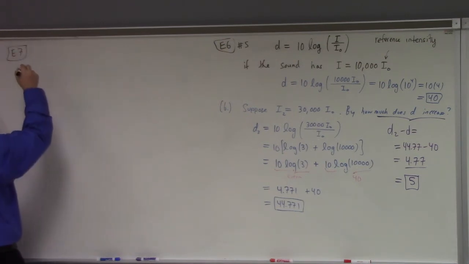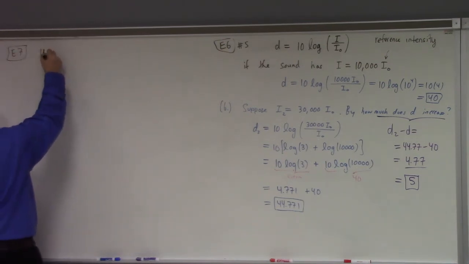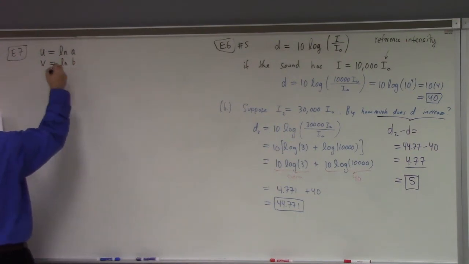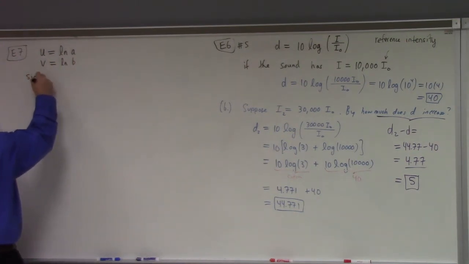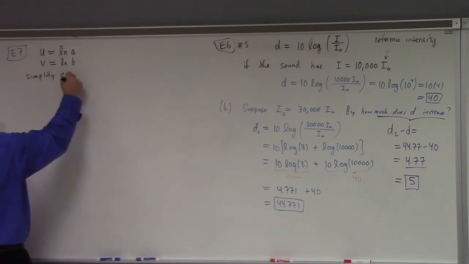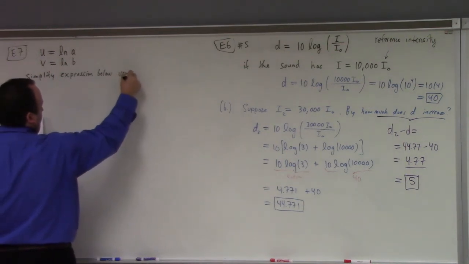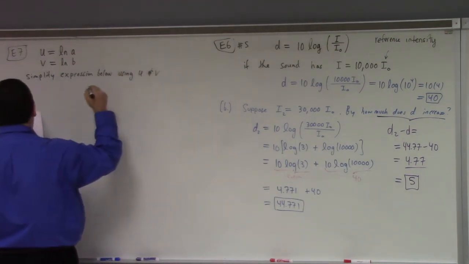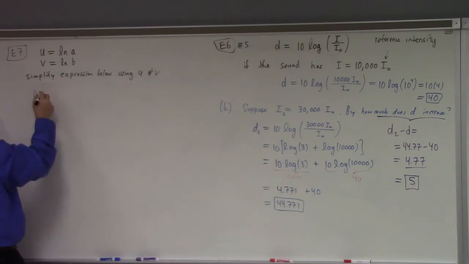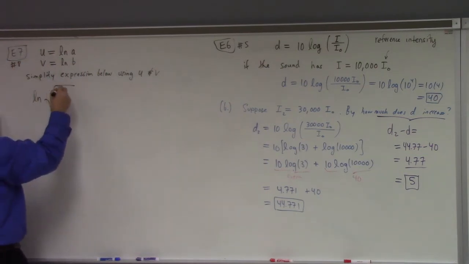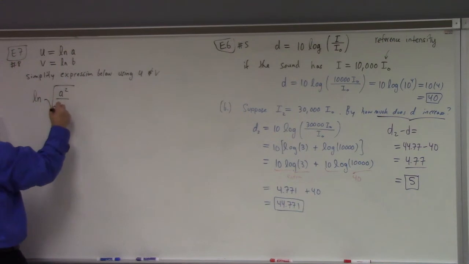Example 7, we're told to let u equal natural log of a, and we're going to let v equal natural log of b, and then you're supposed to simplify the expression below using u and v. All right. So you've got, this is given in the problem, natural log of the square root. By the way, this is like number 8 in the week 12 homework. Natural log of a squared over b cubed.